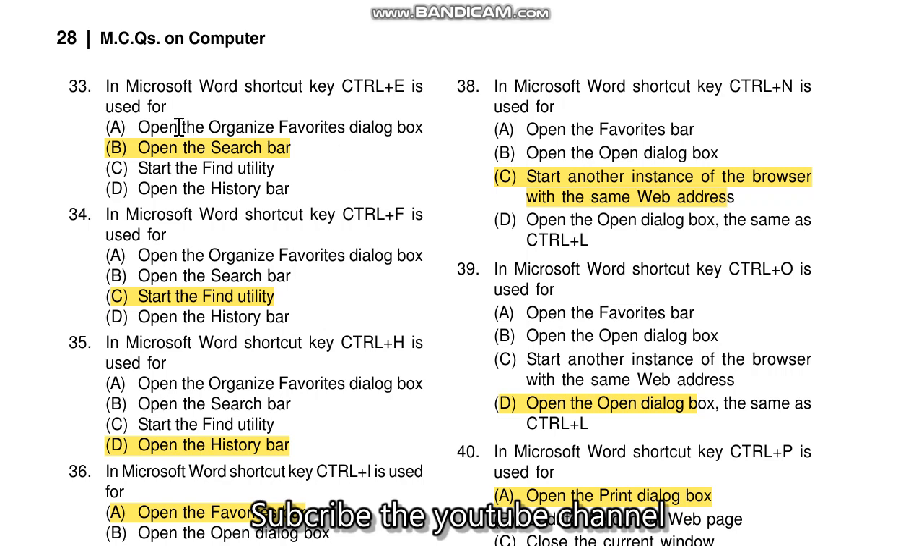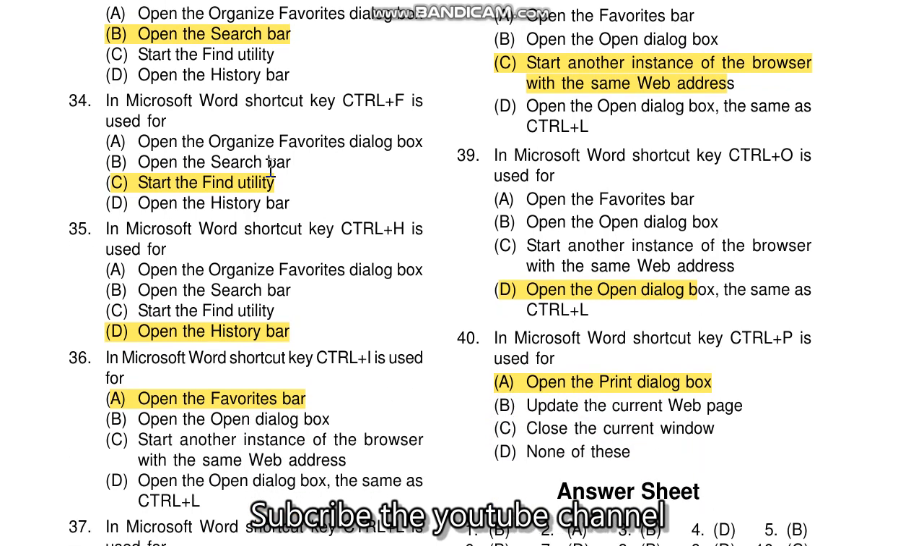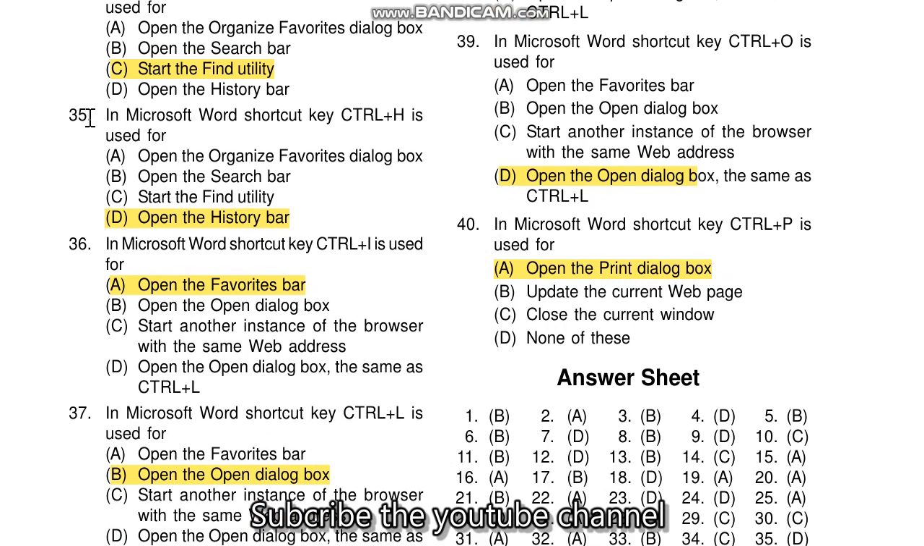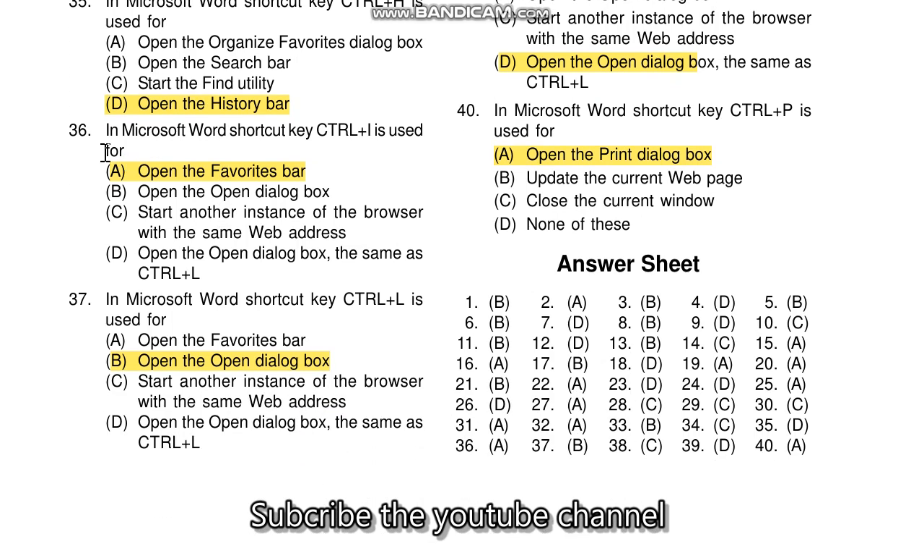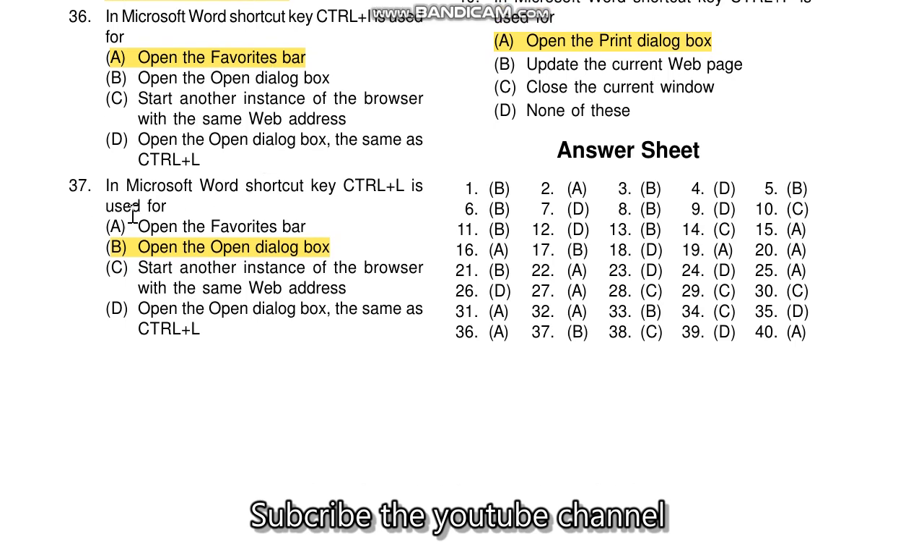Question number 33: in Microsoft Word, shortcut key Ctrl+E is used to open the search bar. Question 34: shortcut key Ctrl+F is used to start the find utility. Question 35: shortcut key Ctrl+H is used to open the history bar. Question 36: shortcut key Ctrl+I is used to open the favorites bar.